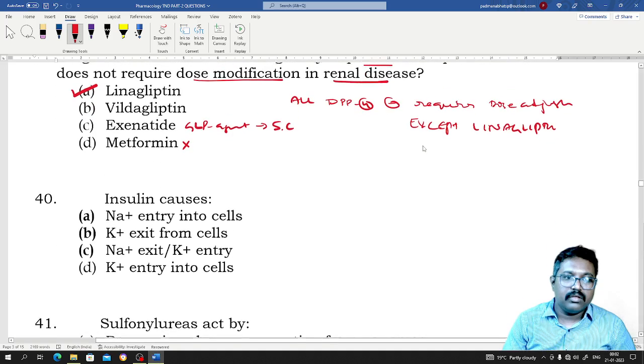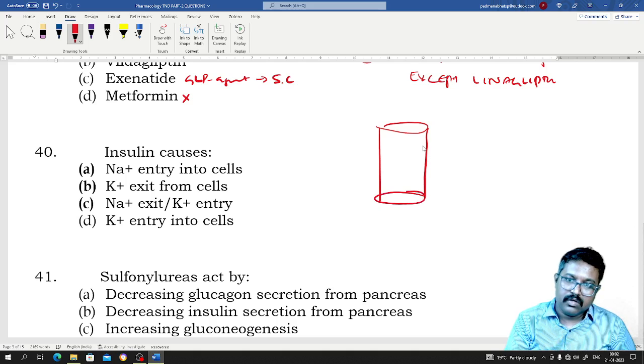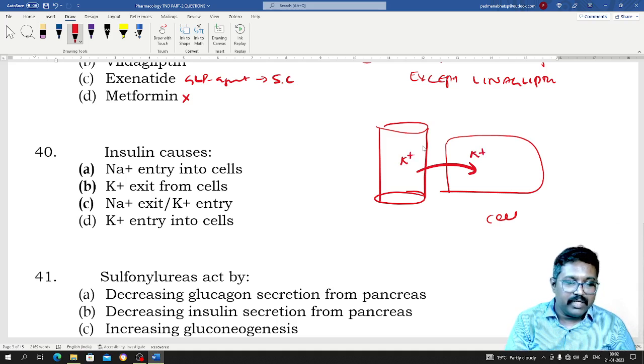So coming to the 40th MCQ, that is, insulin causes what? Insulin will cause potassium entry into the cells. So what will happen to the potassium levels? It becomes hypokalemia. So it can be used in the treatment of hyperkalemia patients. So insulin causes what? Here the right answer will be potassium entry into the cells.